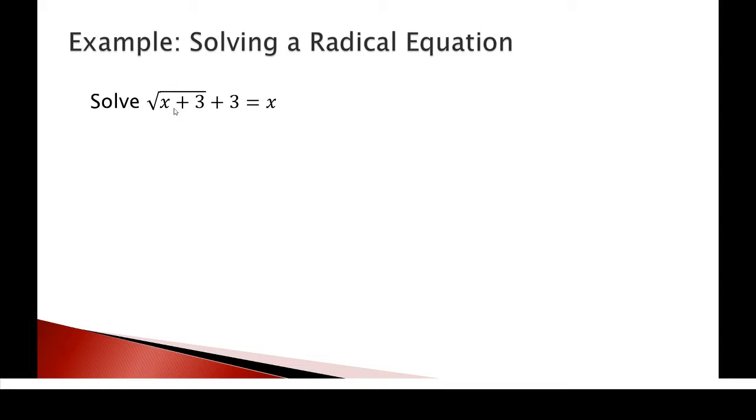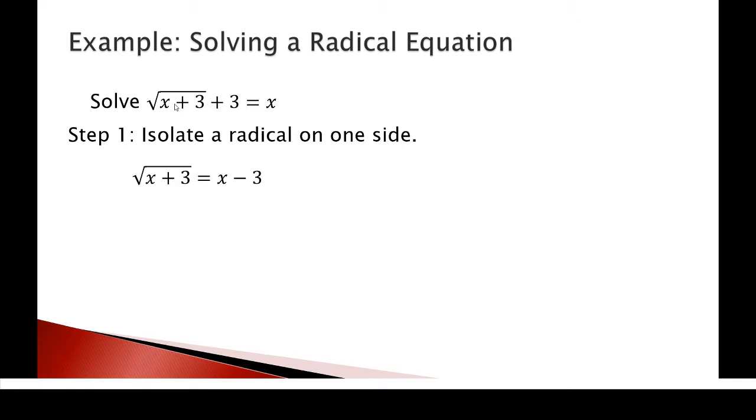Here the equation is square root of x plus 3, then plus 3 is equal to x. As a first step, we need to isolate the radical term on one side. So in this equation, what is the radical term? The radical term is square root of x plus 3. So I am going to isolate this term on one side. To do this, I will move plus 3 to the right side.